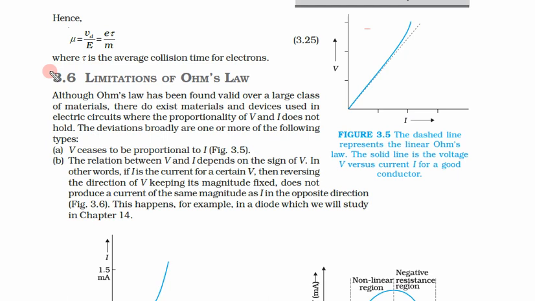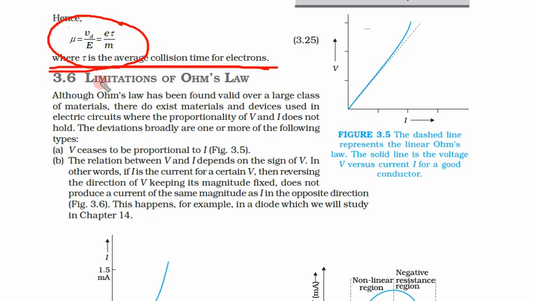Here tau is the average collision time for electrons, and mobility is E tau by m. Again, mobility is an important quantity. It gives you a sense of how fast the charge carriers will move when you apply an electric field.